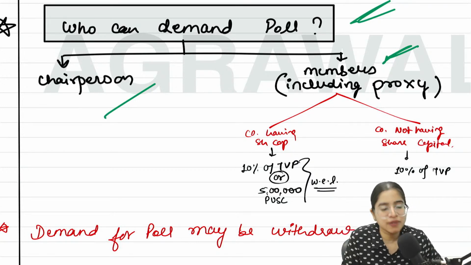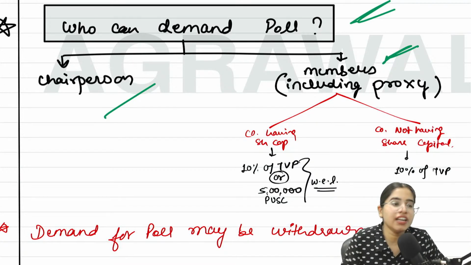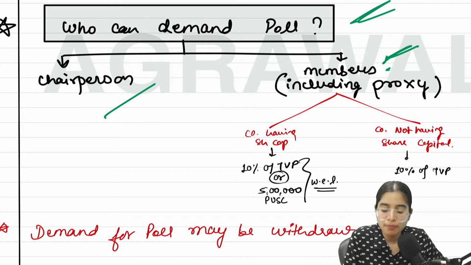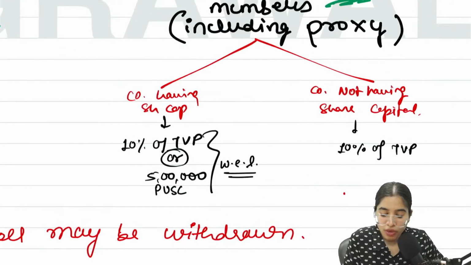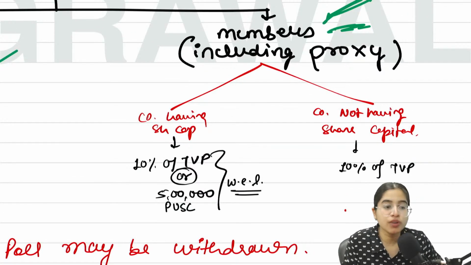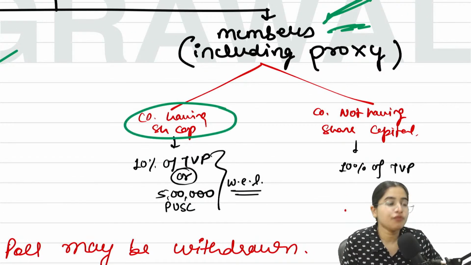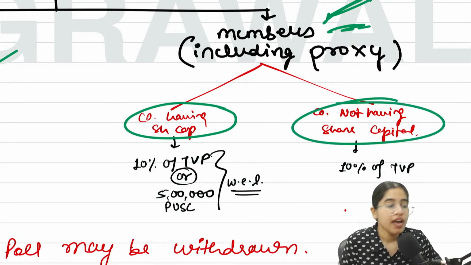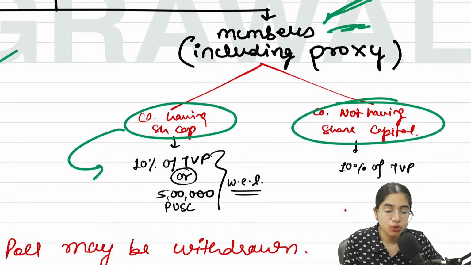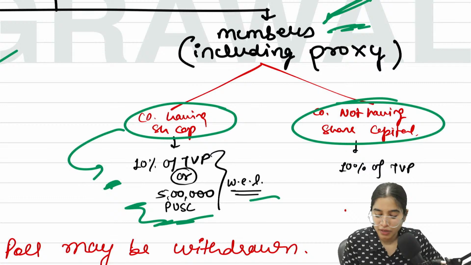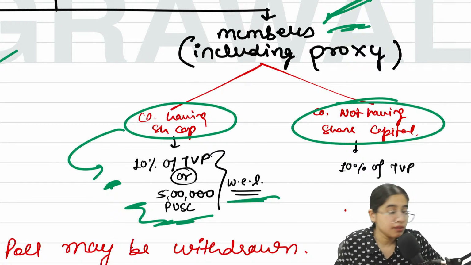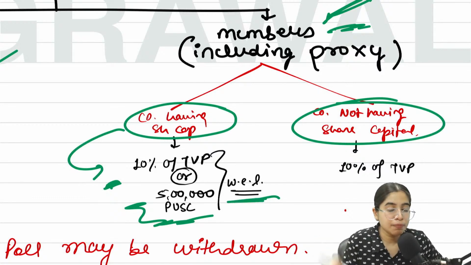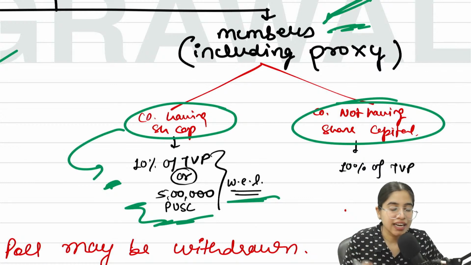So if one member says it, they will not hold the poll for one member; there should be a minimum of 10% members. So even members can demand a poll, but at least a minimum 10% of members should demand it. What is the requirement of the minimum number of members who can demand a poll? That is different in case of a company having share capital and a company not having share capital. For a company having share capital, those members who are holding 10% of the TVP or 5 lakh paid up share capital, whichever is less, can demand a poll.